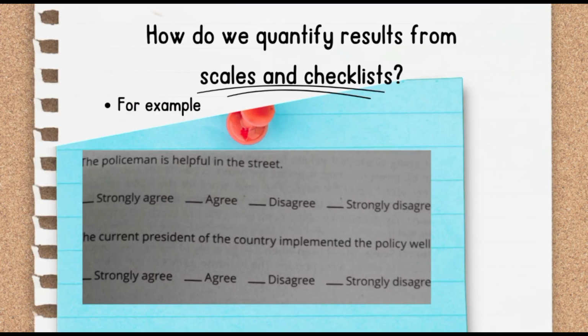So, for these choices, you can assign any value. So, strongly agree could be 4, agree 3, disagree 2, and strongly disagree could be 1. It just depends. But overall, through the summation of their responses, the result will show either favorable or unfavorable.